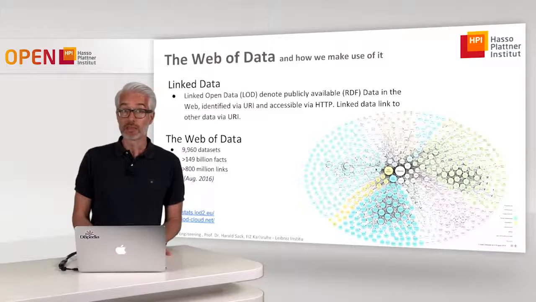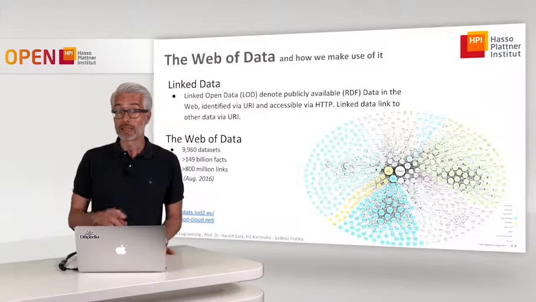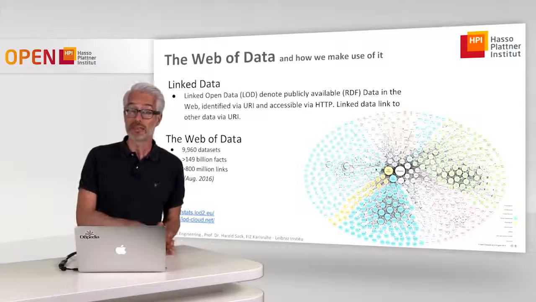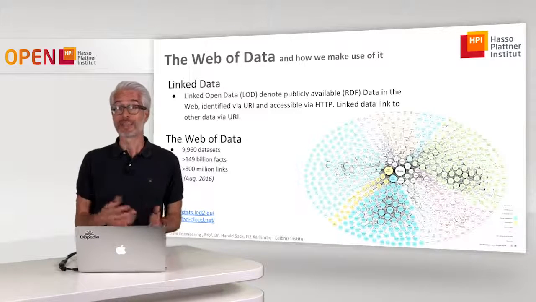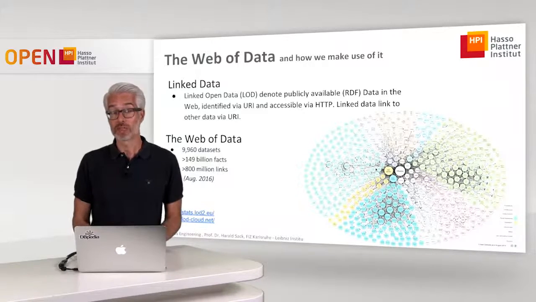The next unique point about linked data is, of course, that linked data is linked with each other. So an entity in one data set might be linked to another entity in another data set. And of course, this is again expressed with the help of URI. So this is the basic building block of RDF and the basic building block of linked data on the web.